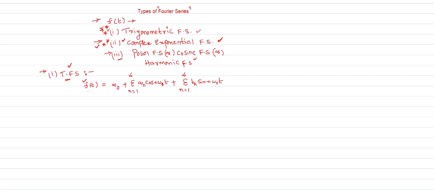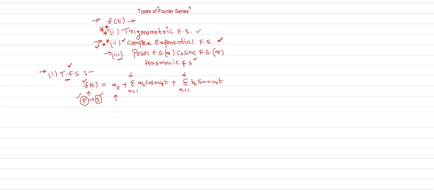Any periodic signal satisfying the Dirichlet conditions. Remember here, f of t must be a periodic signal and it must satisfy all the three conditions of the Dirichlet. Otherwise we cannot expand the f of t in terms of the Fourier series expansion. So if it satisfies the periodicity condition and the three conditions of the Dirichlet, then only we can represent f of t in terms of the sine and cosine functions.